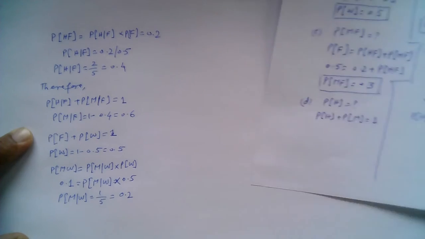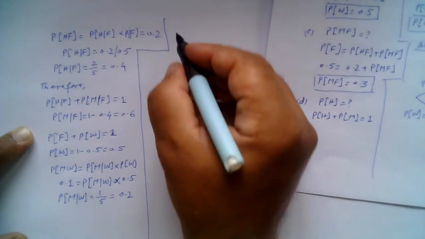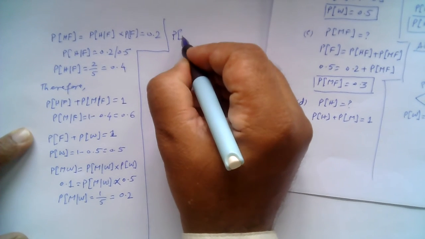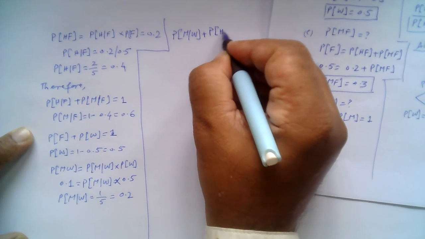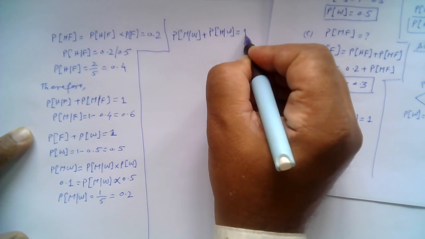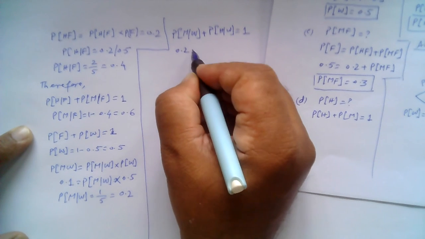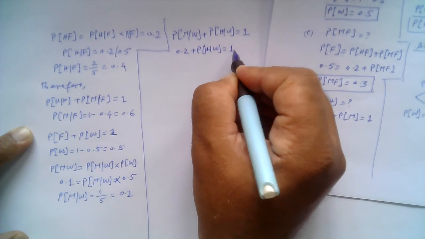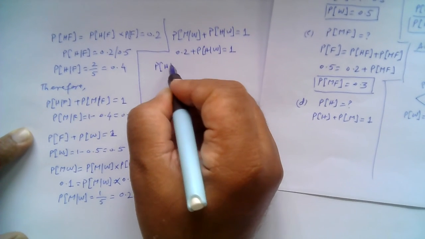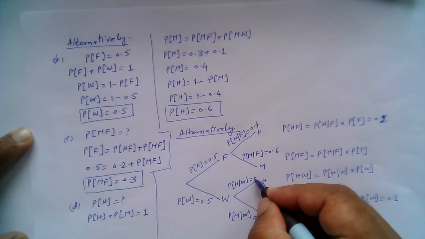Because the probability of M given W plus the probability of H given W is equal to 1. The probability of M given W is found to be 0.2, plus the probability of H given W, which we need to find, is equal to 1. So the probability of H given W is 0.8. So this is 0.8 here.